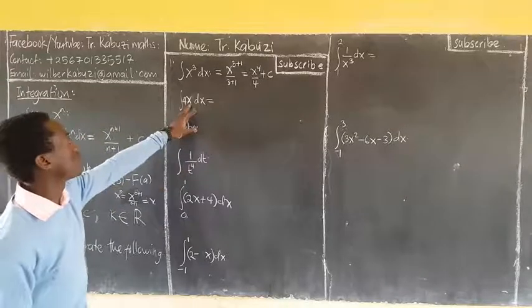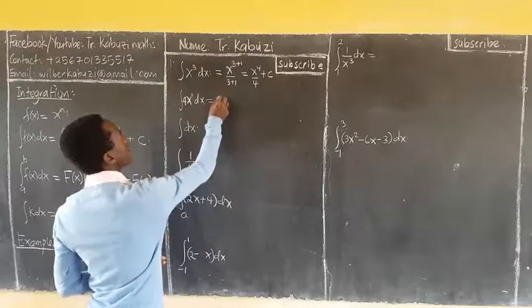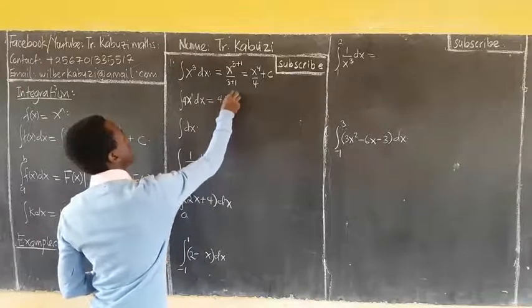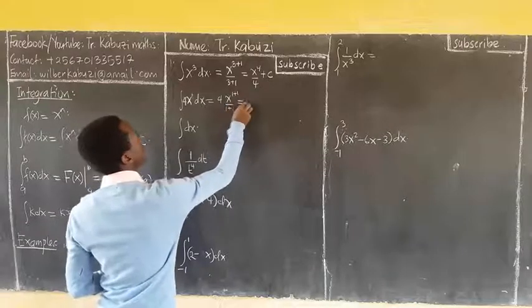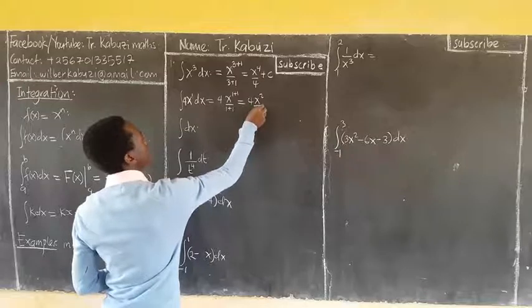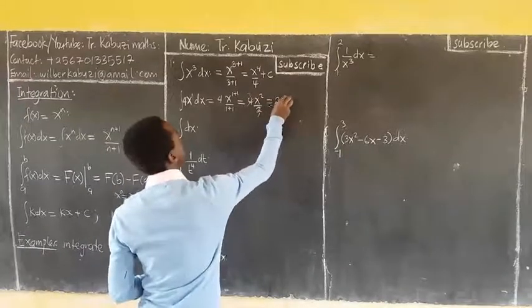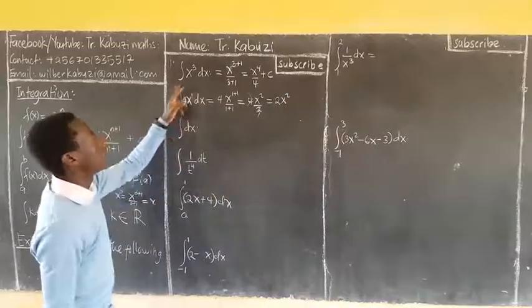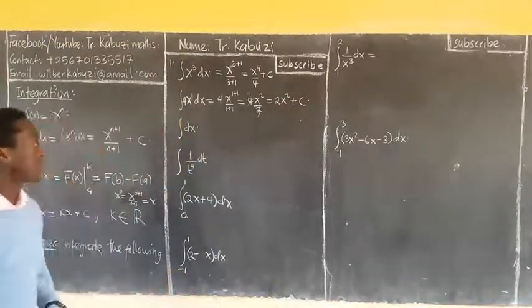In example 2, you start with this one as x power 1. If it's x power 1, it will be 4 into x power 1 plus 1 over 1 plus 1, which will be 4x squared over 2, and you see this 2 goes there, so it should be 2x squared. But because we don't have limits, I put a constant of integration.